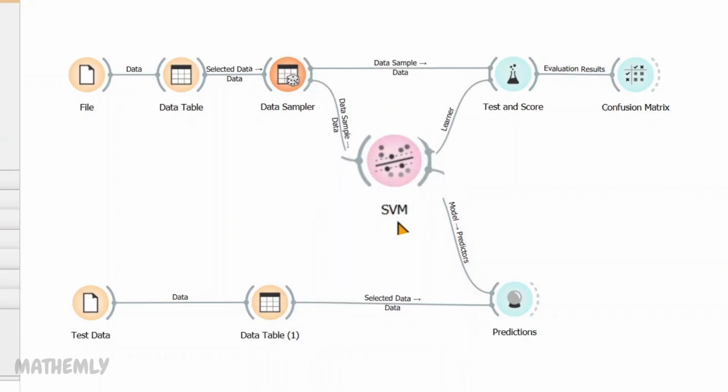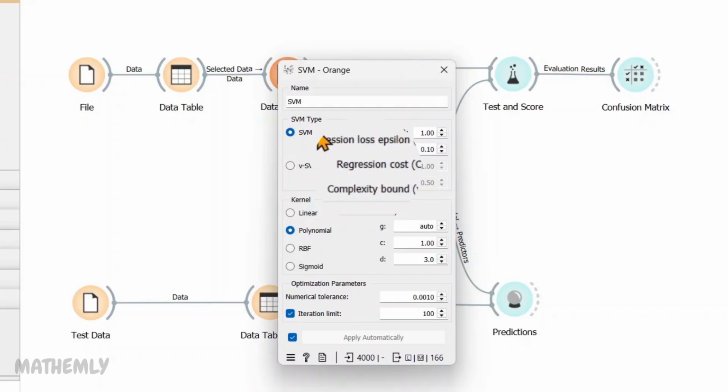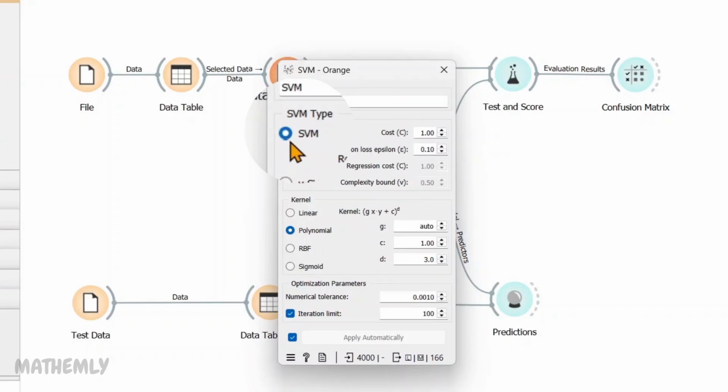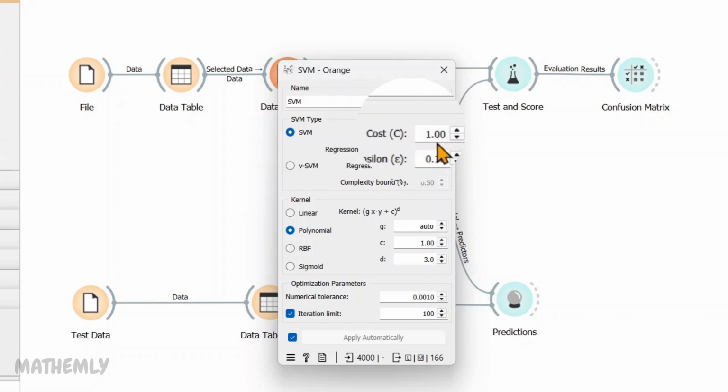After splitting the data, we need to train a classification model. Here, I will be using the support vector machine (SVM) for this classification and regression task. For the SVM type, I have selected the standard SVM option, meaning the model will find the best possible decision boundary to separate the two classes, which are loan accepted versus loan not accepted. And the cost is 1. This controls how much the model tries to avoid misclassifying training samples. A higher C results in a stricter boundary, while a lower C allows more misclassifications but generalizes better.